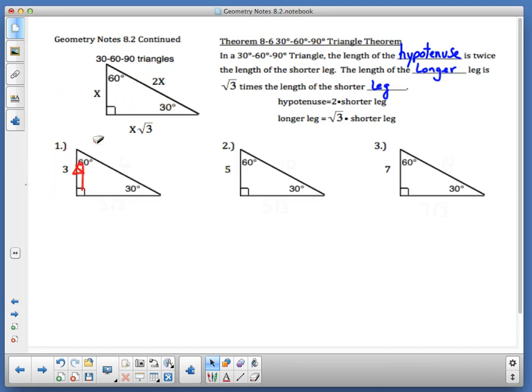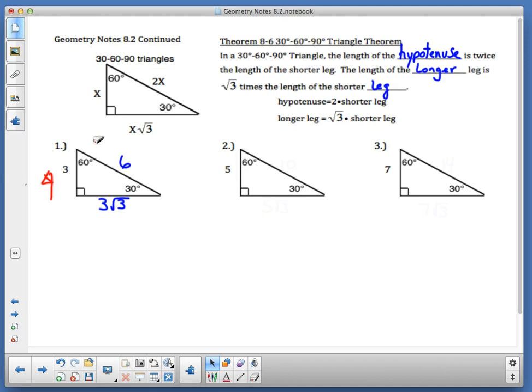So if my short leg is 3, my hypotenuse is 2 times that, so that becomes 6. If my short leg is 3, my long leg is 3 times the square root of 3. Now I want you to try yours on the next two because, hey, it's a pattern. It's the same stuff. It's just different numbers that we're using.